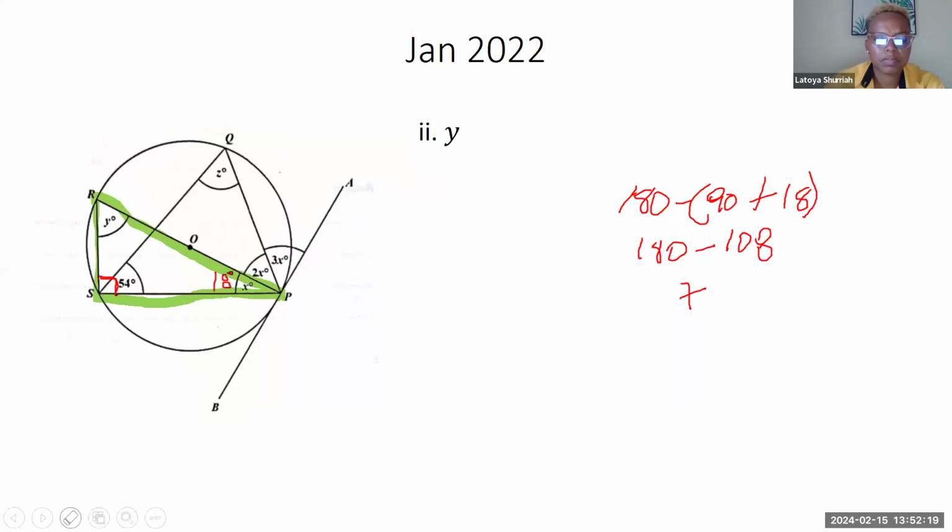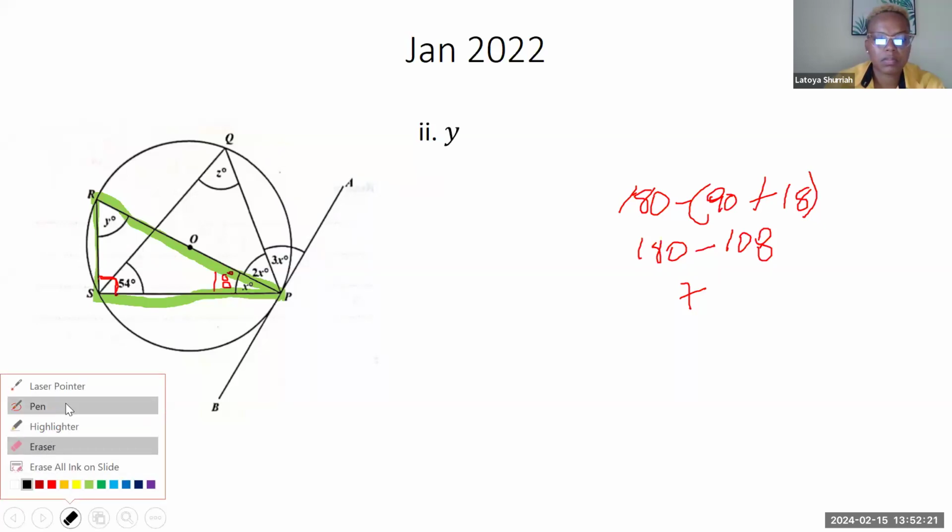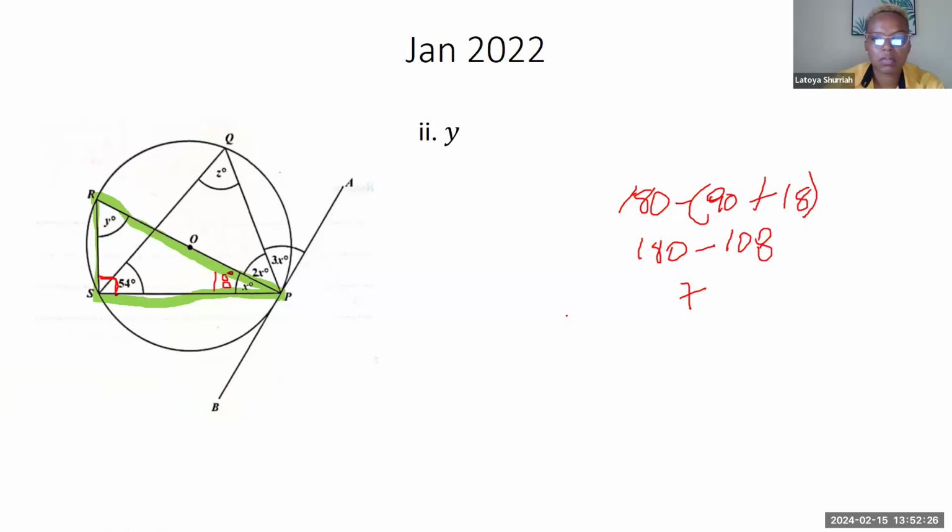I'm a little confused. I understand how we got to the 72 for y, miss, but why couldn't we use 2x, the same alternate angles on a line? If we just do 2 times the 18, which would be 36, why wouldn't y be equal to 36 instead of 72? What alternate angles are you making reference to? Miss, y and the alternate angle would be 2x. 2x, okay. Alternate angles are formed between what and what?